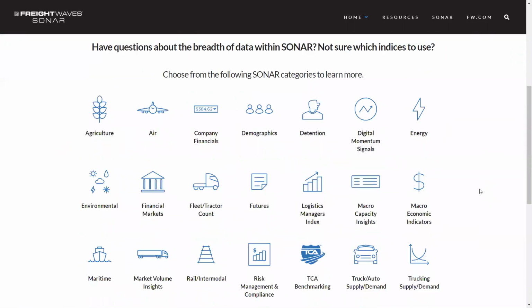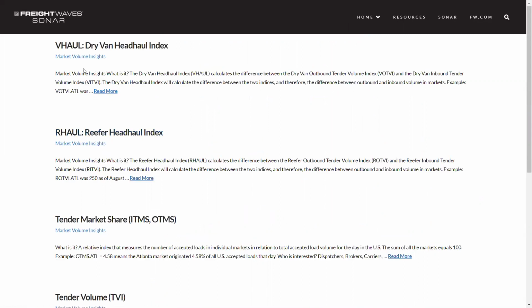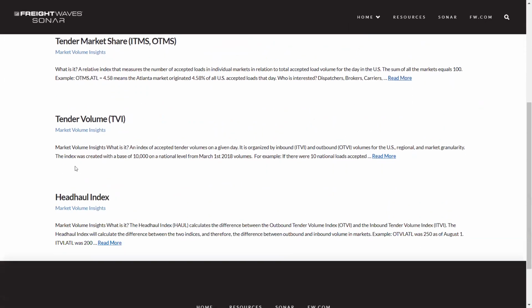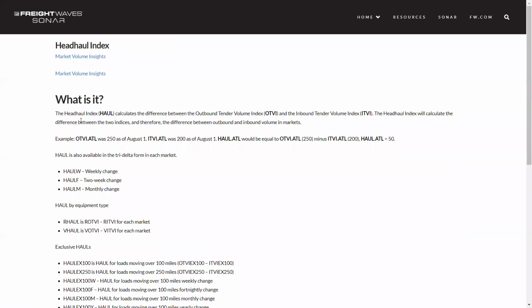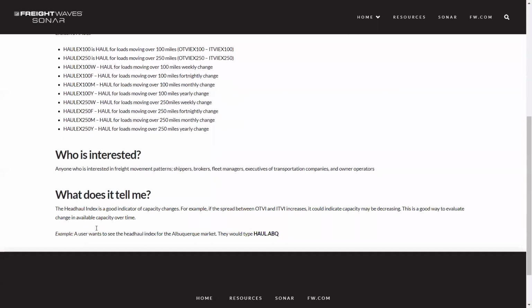It lists all of our Sonar categories for you to dive in and explore what they are and what they mean to you. So if you want to know a little bit more about our market volume insights, you would just click on Market Volume Insights and all of the data sets will appear. Once you click Read More, it will dig into what exactly that data set is, what different varieties we have of that data set, and what does it mean.